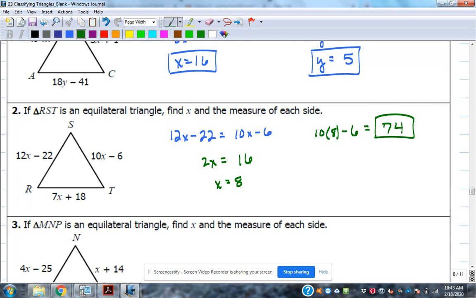If you want to check that, you could set up a different equation and solve it. You should get x is 8 anyway, no matter which pair you put together, because it's equilateral. So you just pick which one you want.